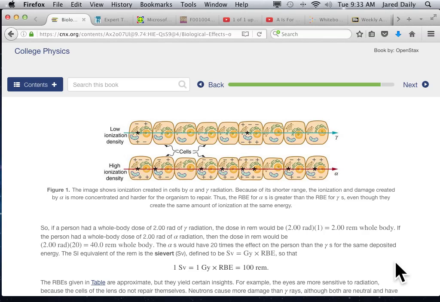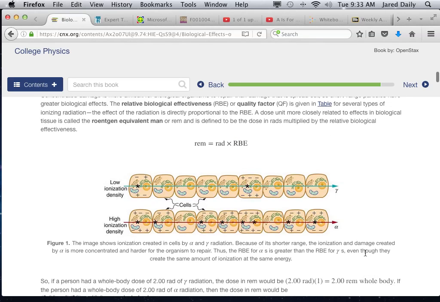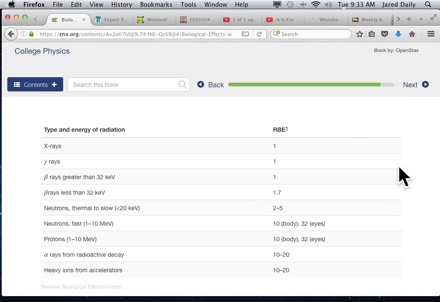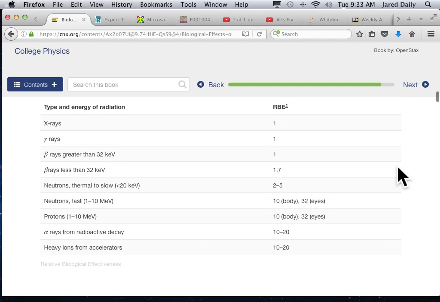But this is something that is measured by that RBE. Sorry, not Roentgen equivalent. The RBE is the relative biological effectiveness. They often call it the quality factor as well. So we want to go to a table to determine how much damage you're getting from different kinds of radiation.